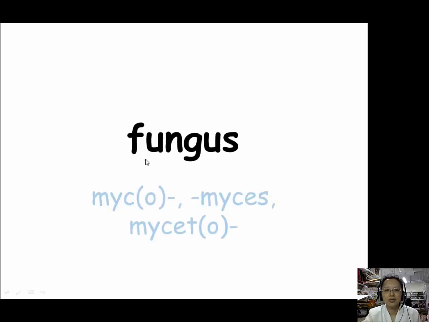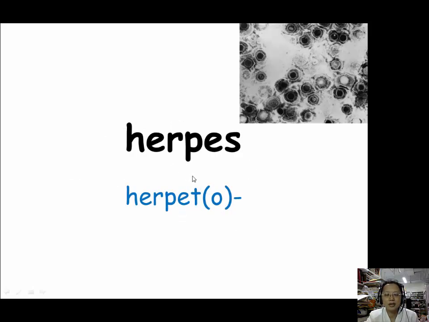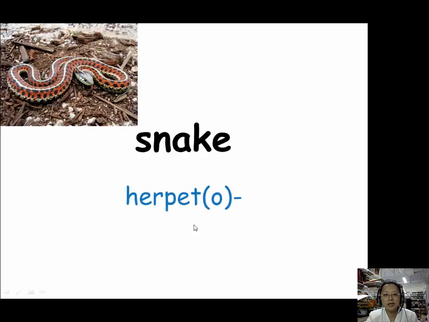For fungus, we could use these two prefixes myco, M-Y-C-O, or myceto, M-Y-C-E-T-O, or the suffix myces, M-Y-C-E-S. And for fungal disease or fungal infection, we could use this suffix mycosis, M-Y-C-O-S-I-S. For herpes, we could use this prefix herpeto, H-E-R-P-E-T-O. The same prefix can also be used for snake.